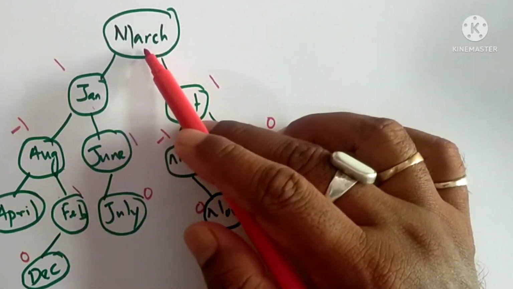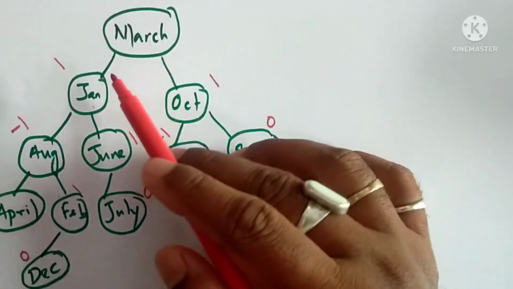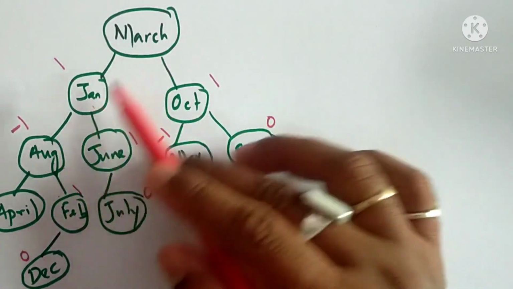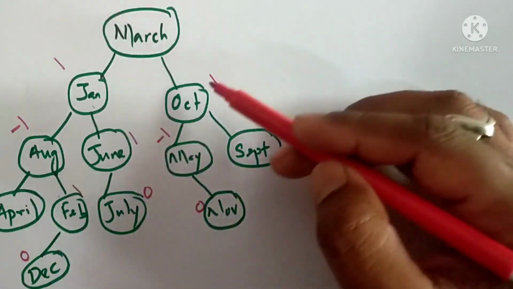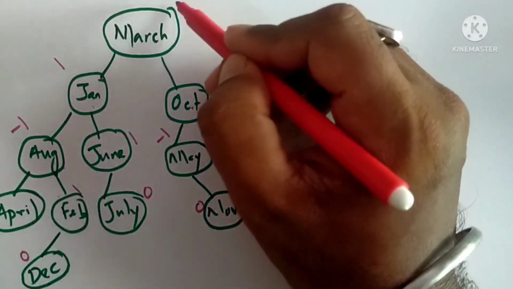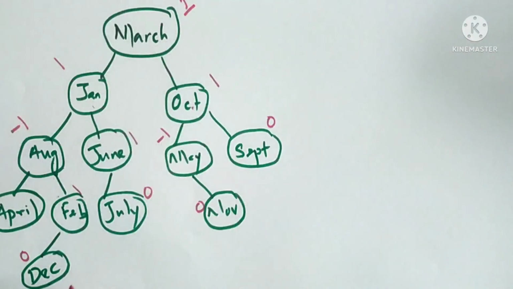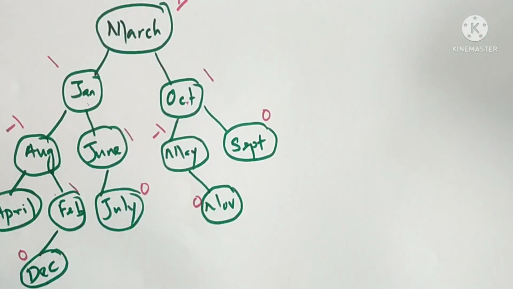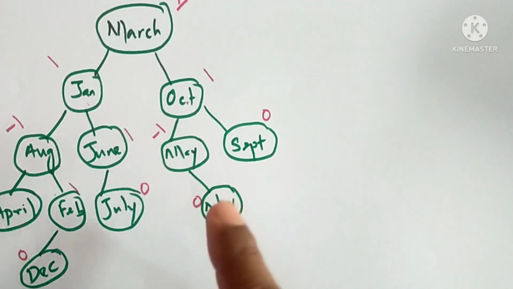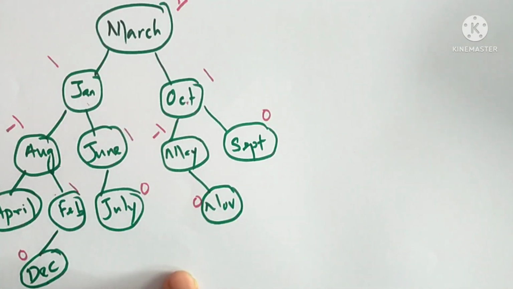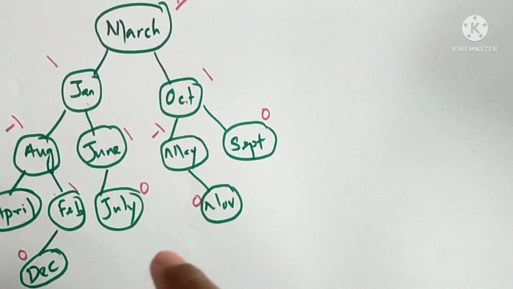And March: your left subtree has 1, 2, 3, 4, right subtree has 1, 2, 3. So 4 minus 3 is 1. After inserting December, each node follows the balance factor range of minus 1 to plus 1 through 0. So that's why it is an AVL tree. Now we have inserted 12 months and we have constructed an AVL tree from the months of the English calendar. This is the final AVL tree after inserting the 12 months.